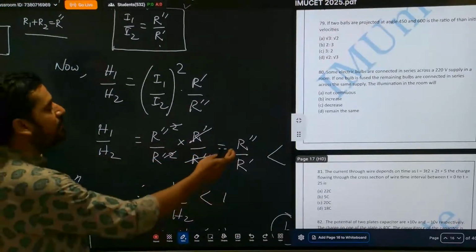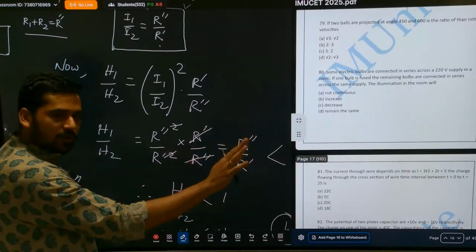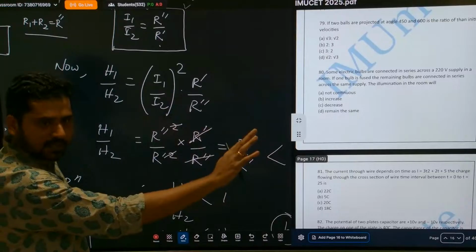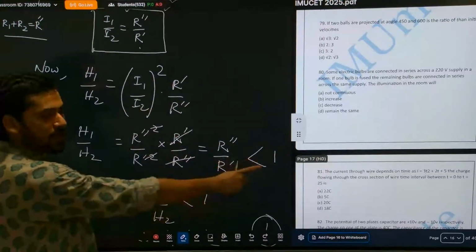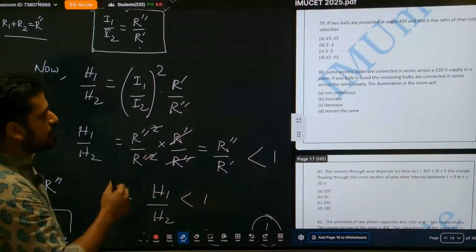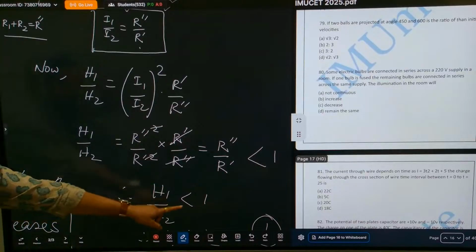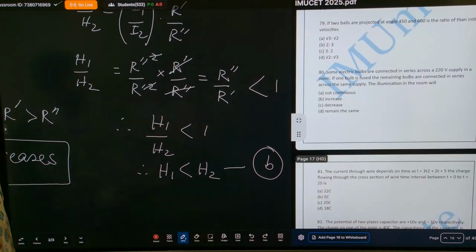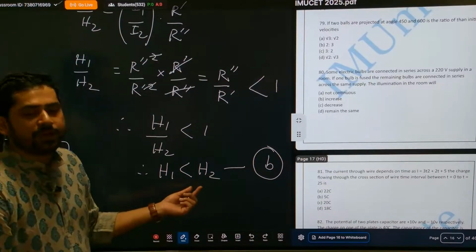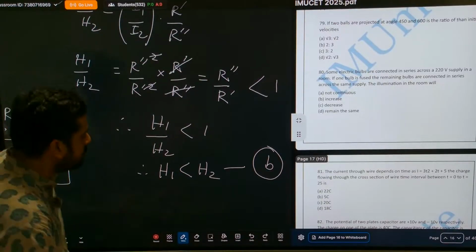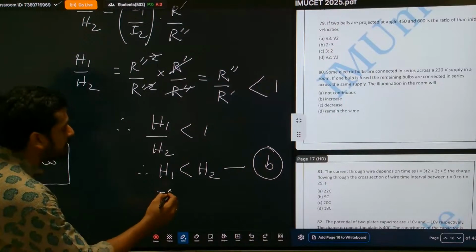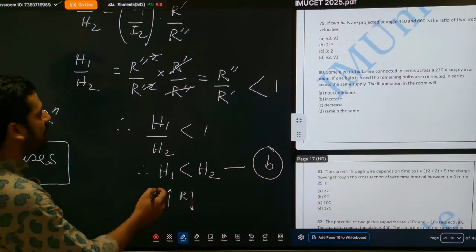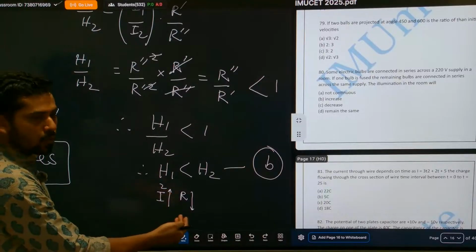Now as R double dash is less because one bulb got fused, and R dash is higher because in series there were three resistances also. So this is less than 1, the denominator is greater than the numerator. Which means H1 by H2 would also be less than 1, which indicates H2 would be greater than H1. So the final heat would be greater than the initial heat, as I is increasing when R is decreasing. And in place of heat, we use I squared, so the increment would be more. Okay.